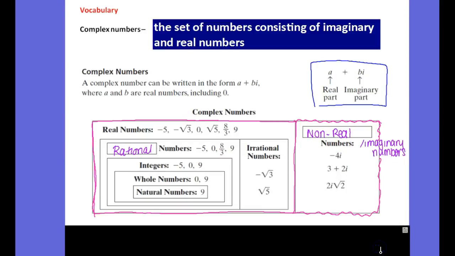So we just kind of talk a little bit again. The real number system, we had that same block way back when. So we had the reals, the rationals, the integers, the wholes, the naturals, and the irrationals. Now we have this non-real number system, or AKA the imaginary numbers. The reals and the non-reals make up the complex.